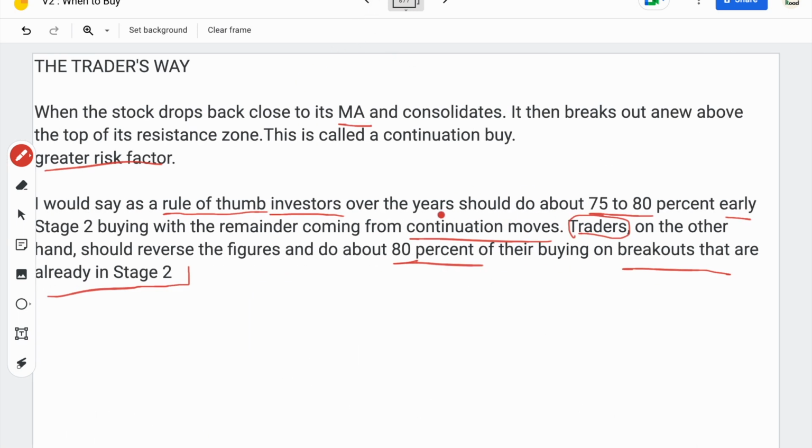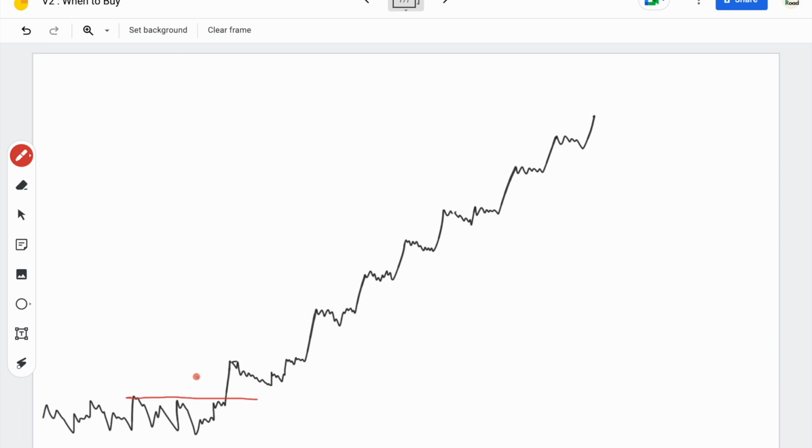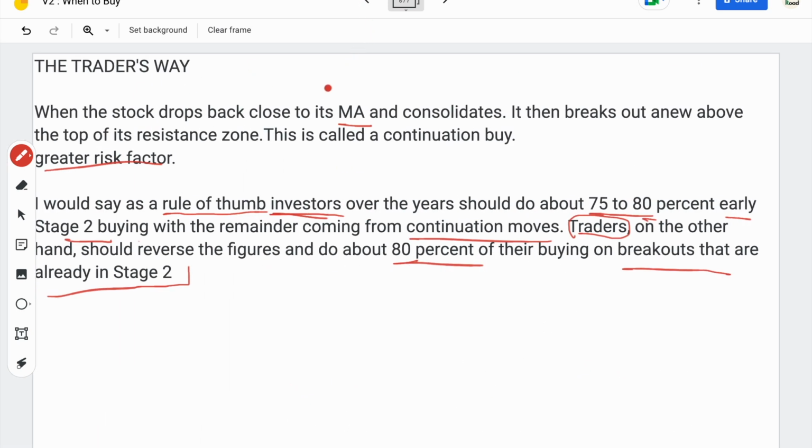What he says, as an investor, is 80% early buying in stage 2. Basically, one at the breakout, second at the pullback. So first entry for the investor, second entry for the investor, and 1 plus 2 has to account for what? Almost somewhere around 80% of your intended position. If you want to buy 10 lakh rupees worth, you enter with 8 lakh rupees combined in 1 and 2. Then he says that the remainder comes from continuation.